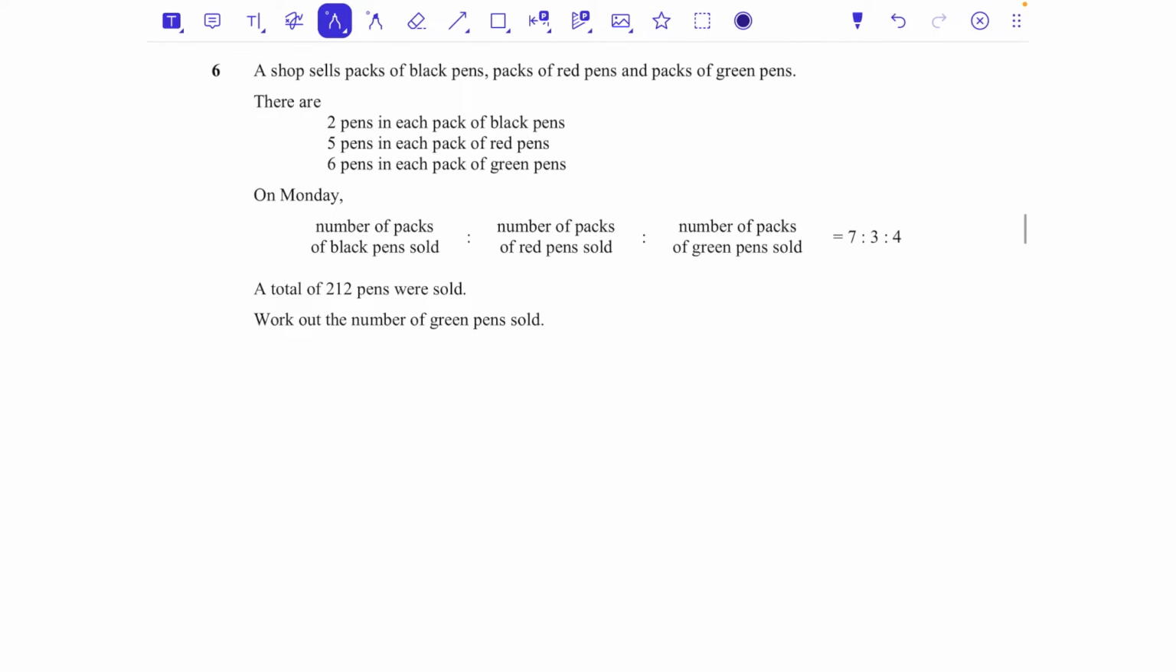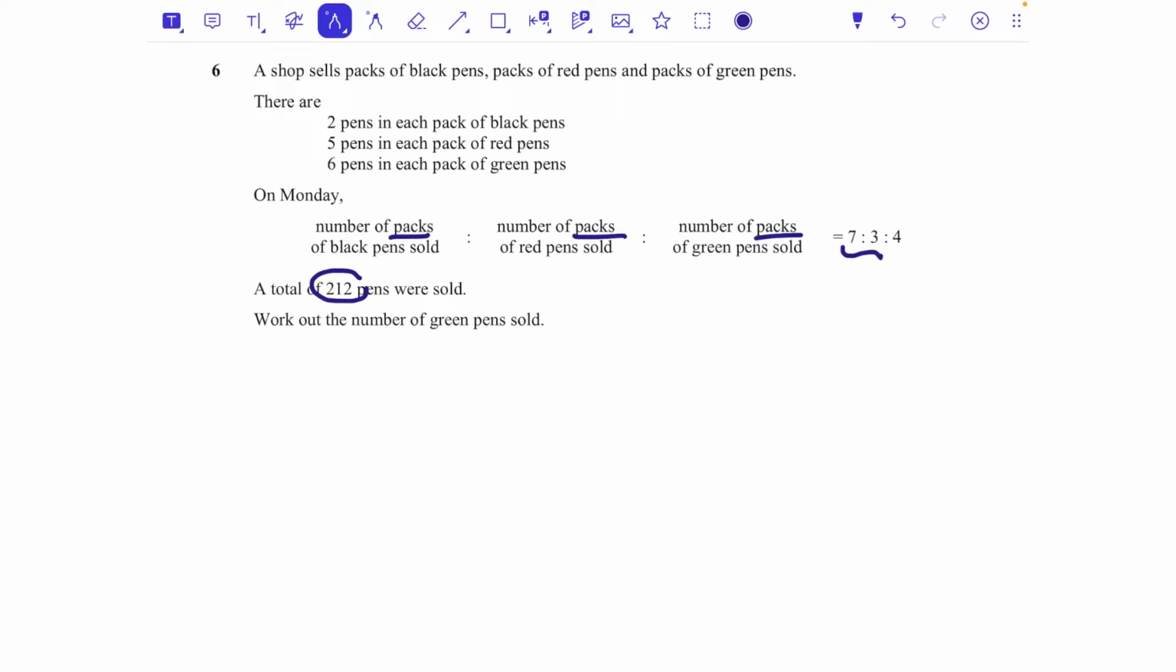Okay, question number 6. A shop sells packs of black pens, packs of red pens, and packs of green pens. There are 2 pens in each pack of black pens, and there are 5 pens in each pack of red pens. There are 6 pens in each pack of green pens. The number of packs of black pens to the number of packs of red pens to the number of packs of green pens is 7 to 3 to 4. A total of 212 pens were sold. Work out the number of green pens.